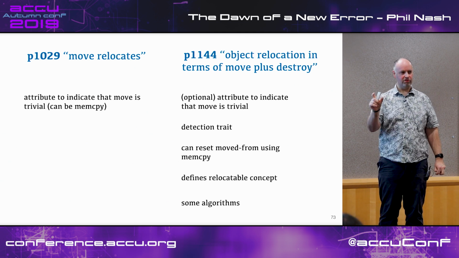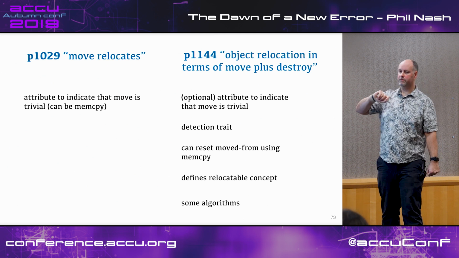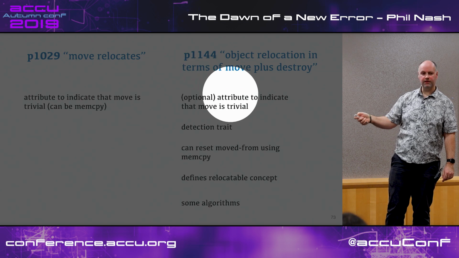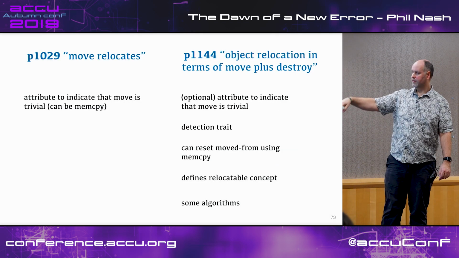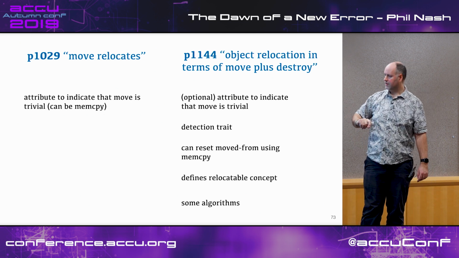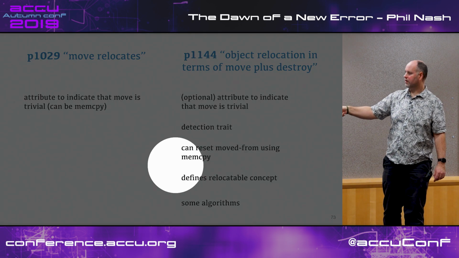But we just need an attribute to be able to tell that to the compiler. Whereas P1144 optionally has an equivalent attribute and also has a number of other things. It's got a detection trait. It actually defines the relocatable concept. Got some algorithms. And I left to last the bit in the middle.